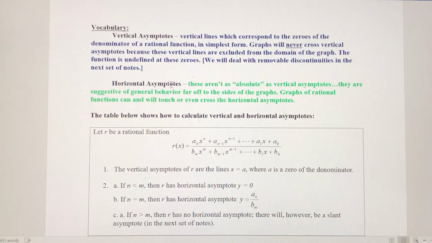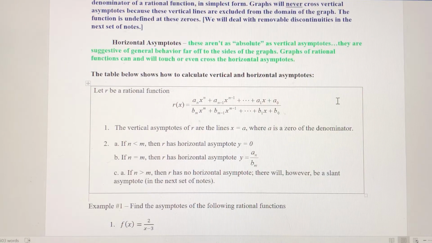Horizontal asymptotes are not as absolute as vertical asymptotes. They just suggest what the behavior of the graph is going to be as we move off to the far left of the graph and to the far right of the graph. Graphs of rational functions can sometimes touch or even cross the horizontal asymptotes, but on the extreme left and the extreme right of the graph, these horizontal asymptotes will be suggestive of the behavior of the graph.